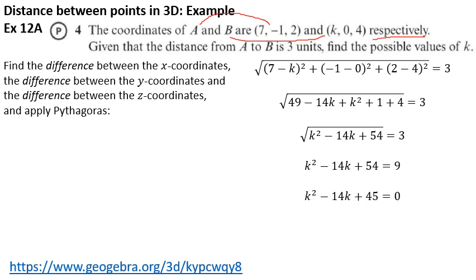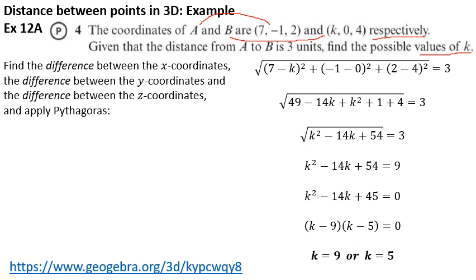As soon as you've got a quadratic, you rearrange so that it's in the usual format, and then you can either factorize or use the calculator to find your solutions. So we've got k equals 9 or k equals 5. Now, one of the reasons I picked this, apart from the fact that it shows you how to apply this with algebra, is that it might be worth thinking about why there are possible values, plural, for k.